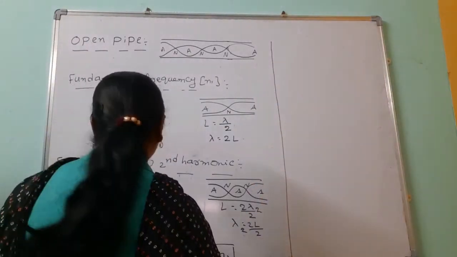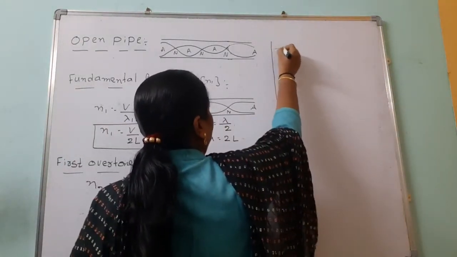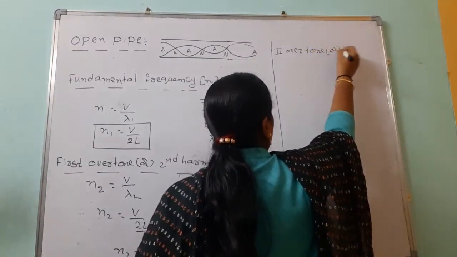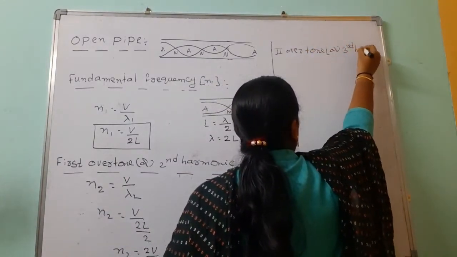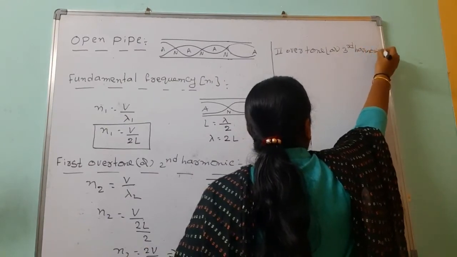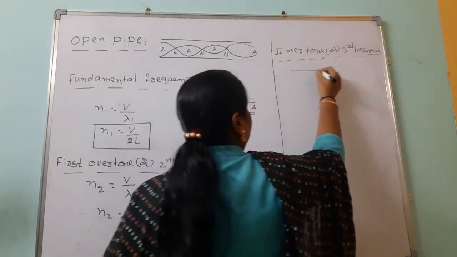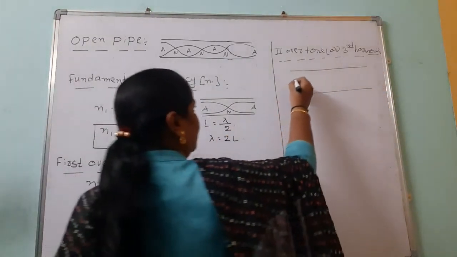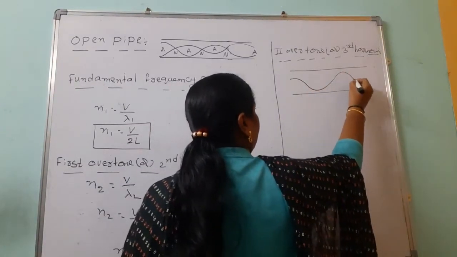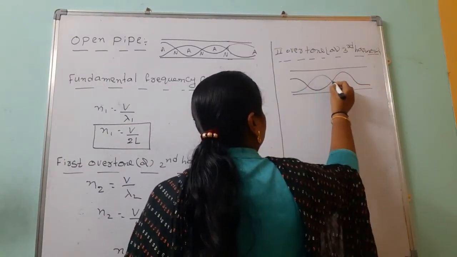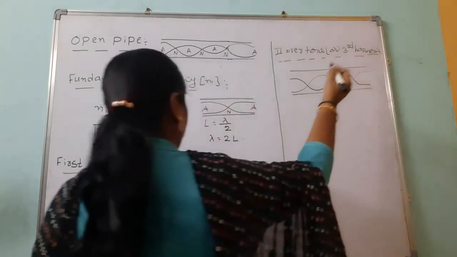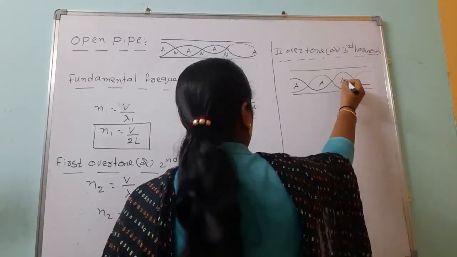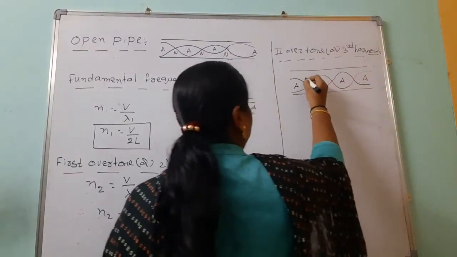Now we are going to discuss the second overtone or third harmonic. Look here. How many antinodes does it have? It has 4 antinodes and 3 nodes.